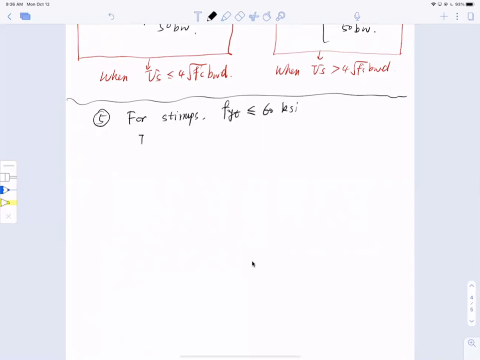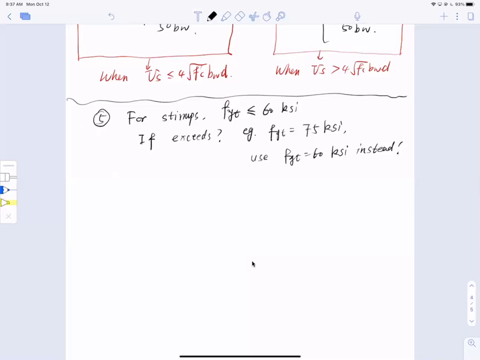So you say, what if it exceeds? If, for example, fyt is equal to 75 ksi, you say, wow, that is bigger. So use 60 ksi instead. The stirrups do not go above 60 ksi, and that is in ACI 20.2.2.4.